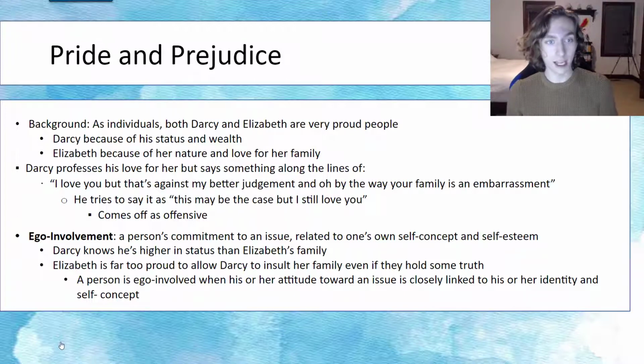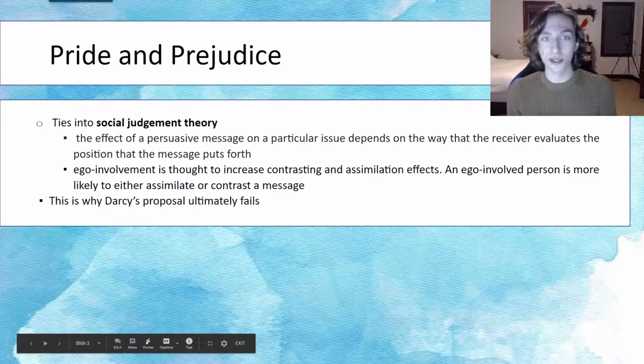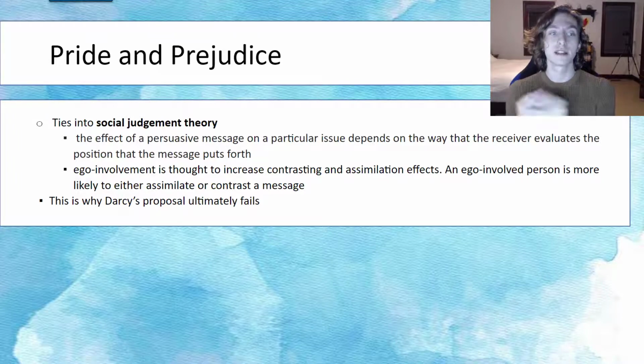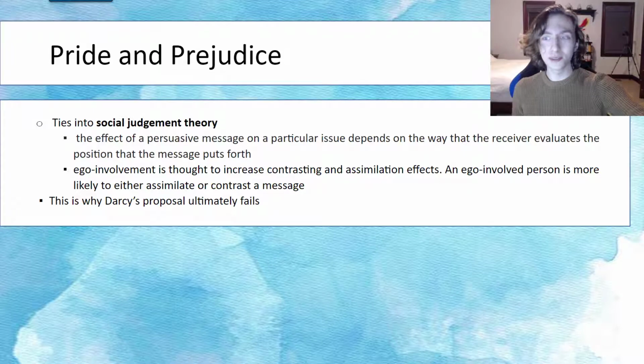You know, she's very close with them, and while they might not be the perfect example of a family in this Regency society, she still does care for them and wants to defend them and will not accept this proposal because she has been offended by what Darcy has said. And additionally, this ties into social judgment theory, in which the effect of a persuasive message on an issue depends on the way that the receiver evaluates the position that the messenger puts forth. And a person who's ego involved will distort the message into a way that they agree with.